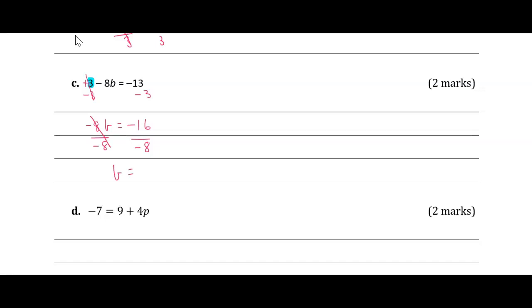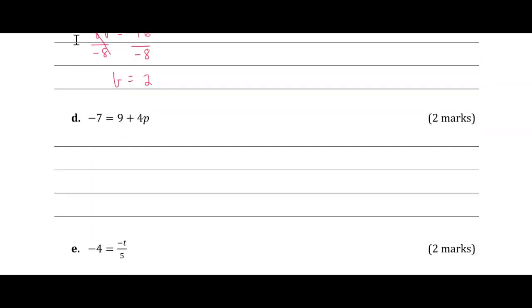All right, and then we've got a negative divided by a negative, so it's going to be positive. Our answer is going to be positive, and then 16 divided by 8 is 2. So this one's a little bit harder because of the order. So just be conscious of that.